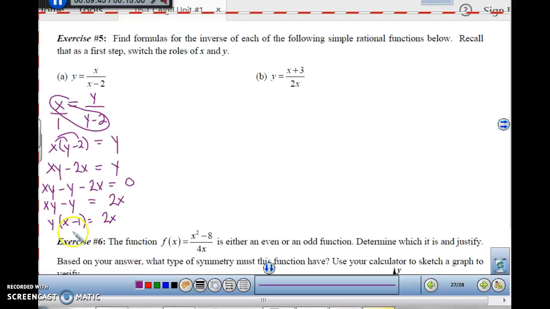And then to solve for y, I just have to divide by x minus 1. All right, so that means y is equal to 2x over x minus 1. And that would be the inverse. So it's a little goofy here because you had to distribute out the y, but it does work. Okay, see if you can do b yourself, and we'll go over that in class the next day.